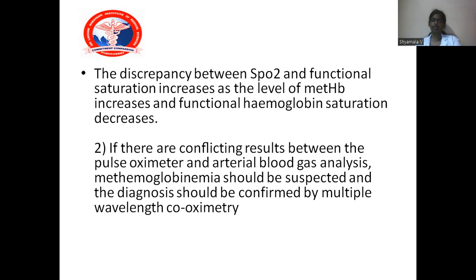If there are conflicting results between the pulse oximeter and the arterial blood gas analysis, we should suspect methemoglobinemia, and the diagnosis can be confirmed by multiple wavelength oximetry.